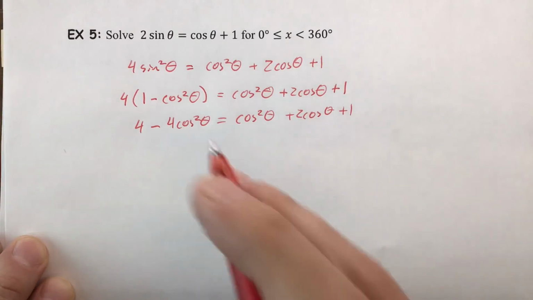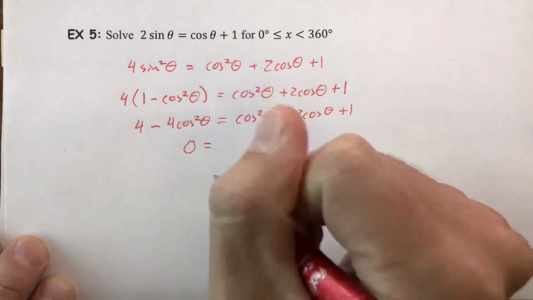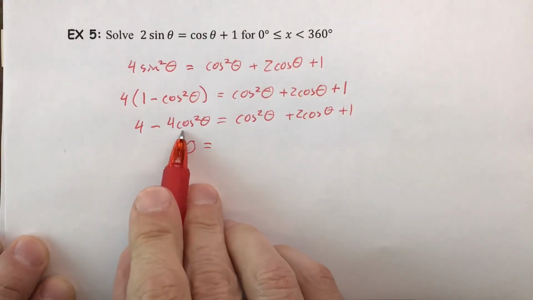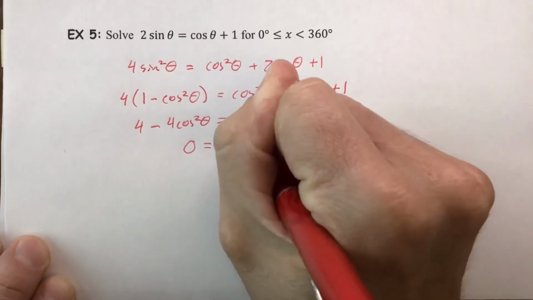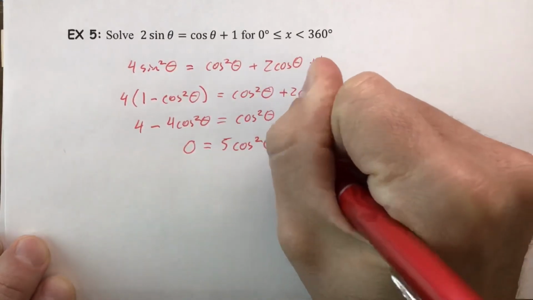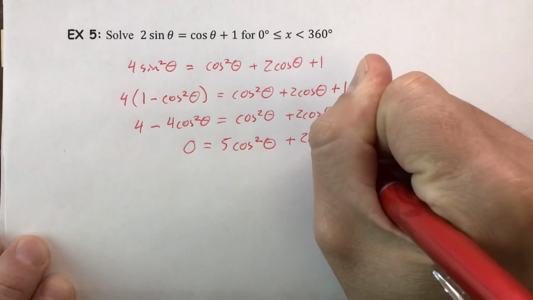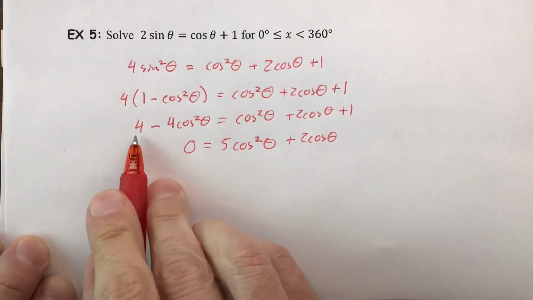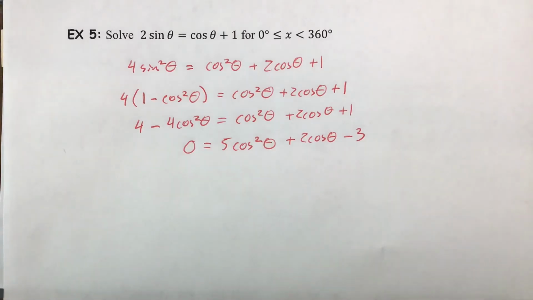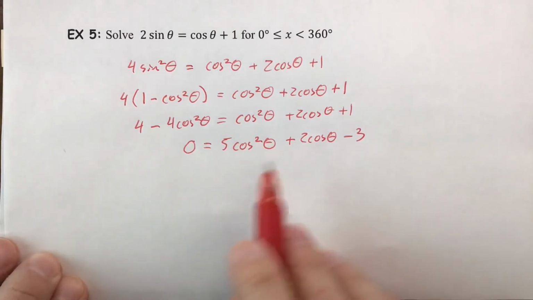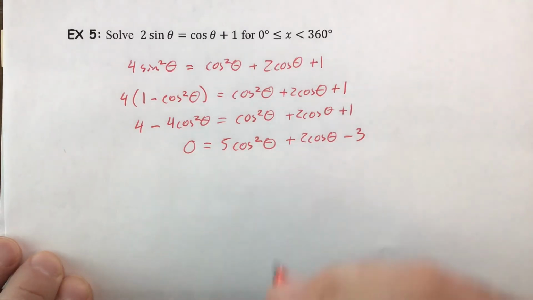Let's go ahead and move everything over. We'll make this side 0. All right, that negative 4 cosine squared theta can get added onto that. We get 5 cosine squared theta plus 2 cosine theta, and then that 4 will subtract, which is going to give us a negative 3. All right, and now what do we got to do? We got to factor by parts. We got to factor by parts here.